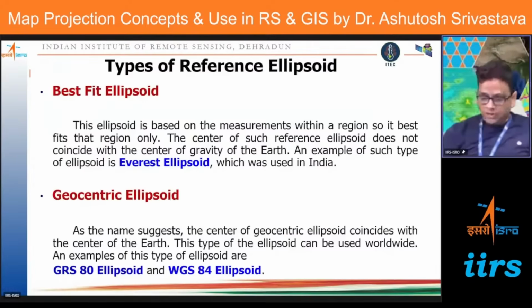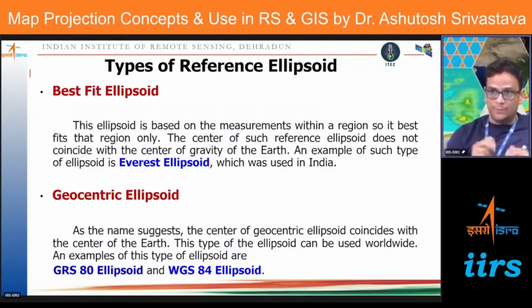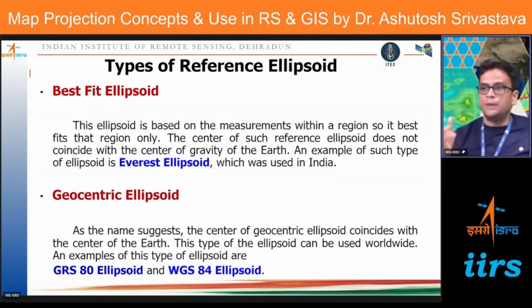Now, these ellipsoids are also basically of two types. One is the best fit ellipsoid and another is the geocentric ellipsoid. Till now, we know that our Earth can be best represented by an ellipsoid. What happened in earlier times was that we did not have the technology we have today, like GPS, VLBI, and lunar laser ranging. Different techniques are available today, satellite-based and tracking techniques, which we did not have maybe 100 or 200 years back.